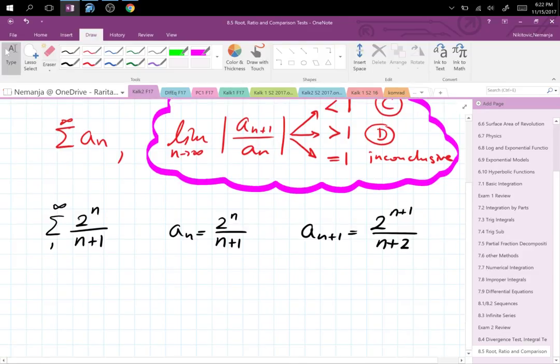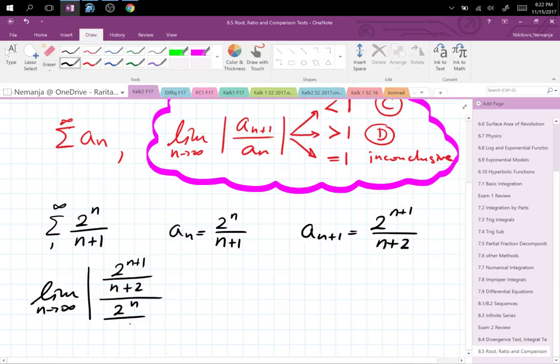To do the ratio test, we find the limit as n goes to infinity of absolute value. Guys, this absolute value is not there for decoration. You have to have that absolute value. That will be further reinforced in chapter 9. So limit n goes to infinity, 2 to the n plus 1 over n plus 2 divided by 2 to the n over n plus 1, close absolute value, and now we need to work on this.